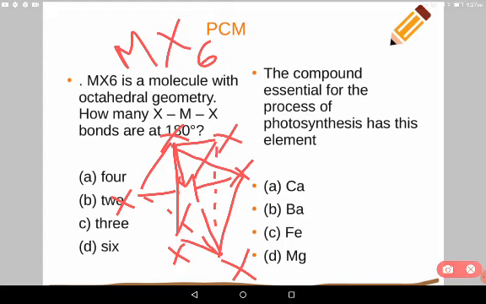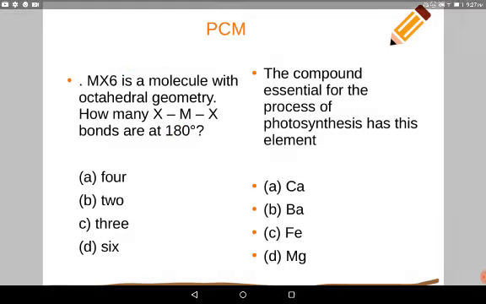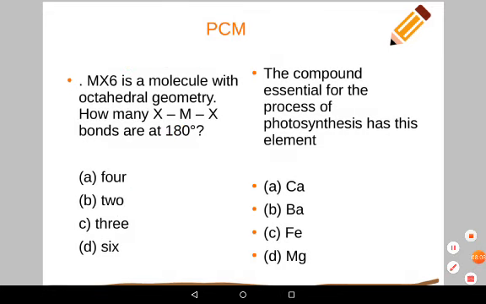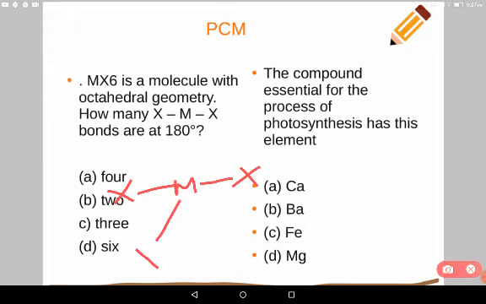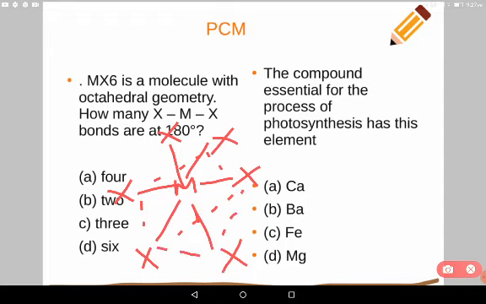So we have 180 degree here, 1 over here, and 1 over here, and hence we have 3 MX MX bonds which will make 180 degree. I will clearly show you one more time. This is one. This is the second thing. And here we have the third one. And we will connect like this. It's the octahedral one. We have 1, 2, and 3.